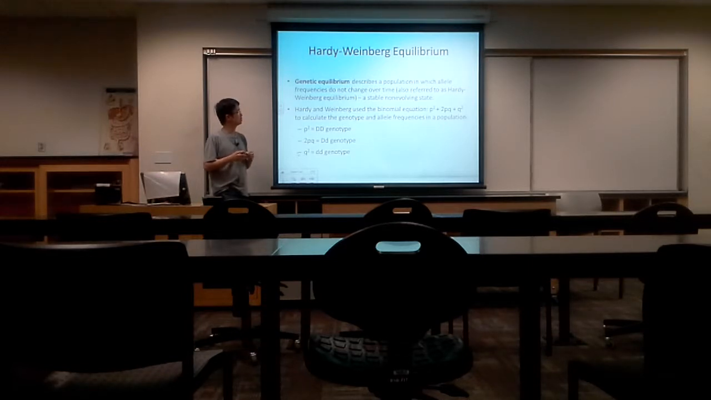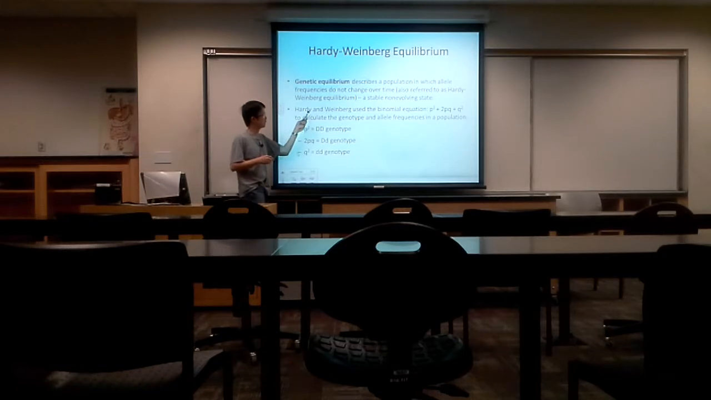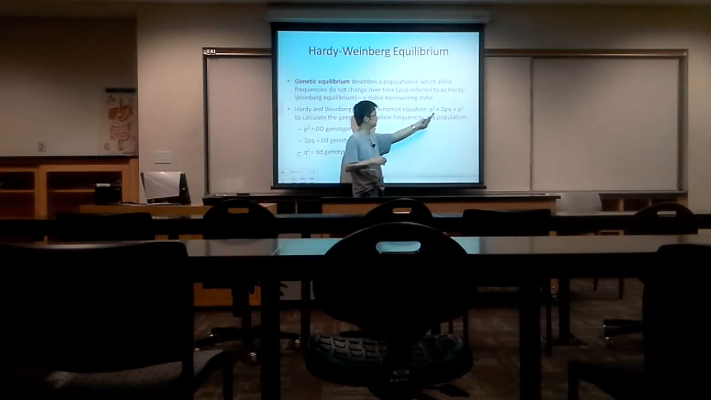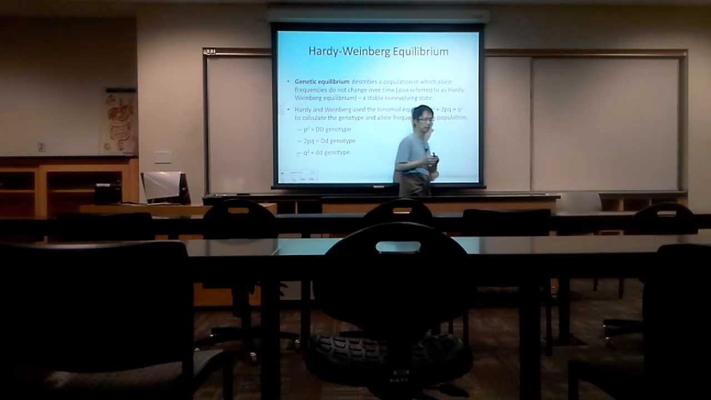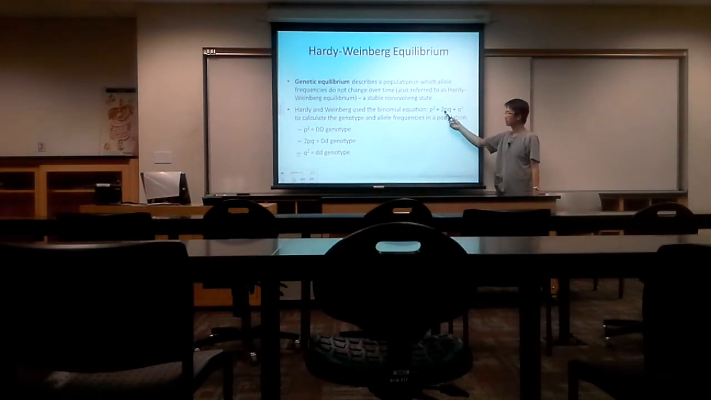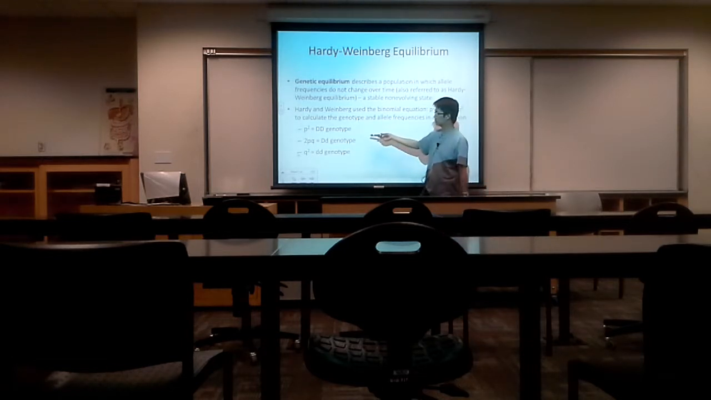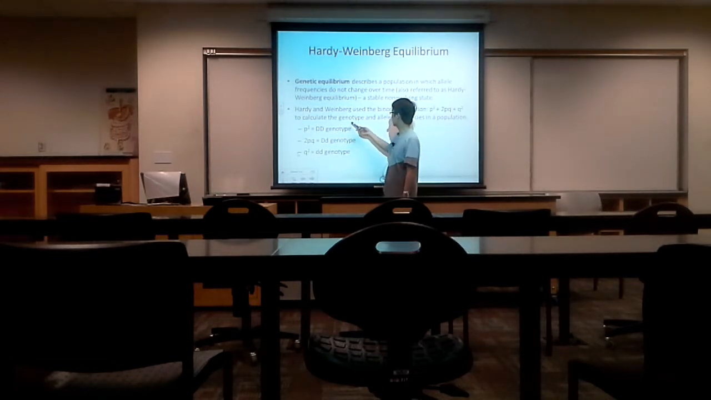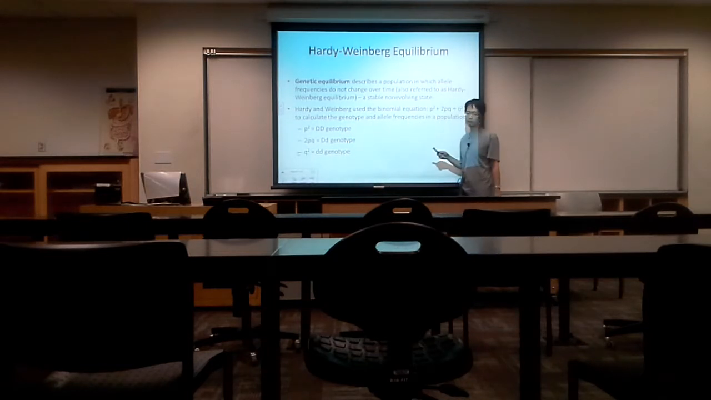So what is Hardy-Weinberg? There is something called the Hardy-Weinberg equation, which is this one. This is what we call the Hardy-Weinberg equation. You can see that p squared is the dominant, q squared is the recessive, and 2pq will be the heterozygous dominant. In this case, the Hardy-Weinberg equation is to calculate the genotype. It is not the allele frequency; it is the genotype frequency. Well, they said both.